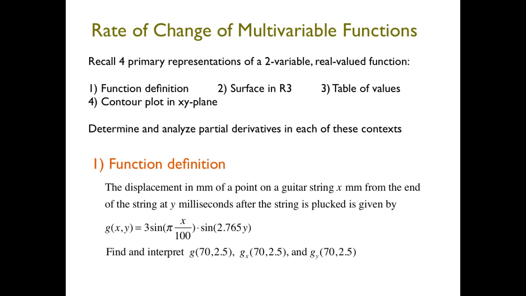Okay, so 70, 2.5 means what? 70 millimeters from the end of the string, and at 2.5 milliseconds. So we're going to split up in order to get these values. You guys have all three functions now. If your last name is A through G, I want you to just find the value of the function. If your last name is H through P, you're going to find the partial with respect to x at 70, 2.5. And if your last name is Q through Z, you find the partial with respect to y. This is all radians. Everything's radians. Make sure your calculator is set to radians.